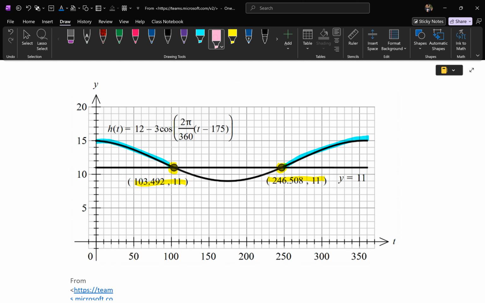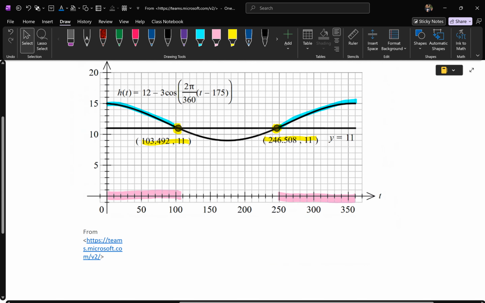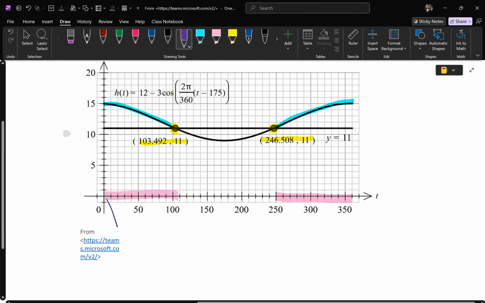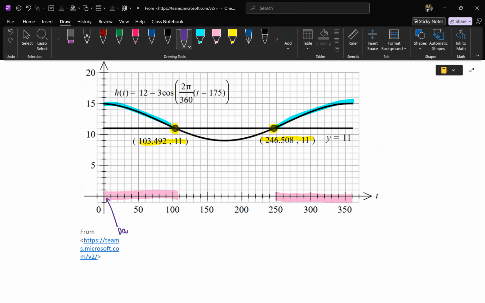So that means the number of days you're looking for is from here to here and then from here to here. Right, so the only part you got to be careful is when you're calculating it. Remember, there's no day 0 because day 1 is 1st of January. So you start at day 1 and you know that it stops exactly at 103.492. Now, if you round it up to 104, so passing this one, then it'll be below 11 hours.